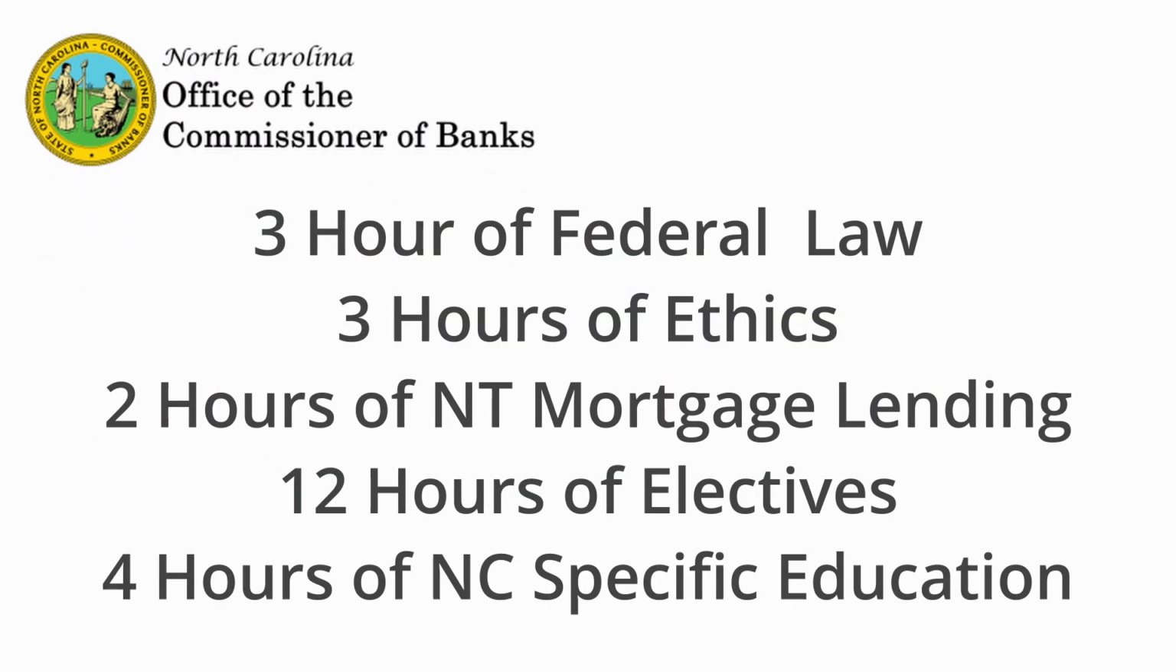Next up, complete the required 24 hours of NMLS-approved pre-licensing education coursework. The North Carolina Commissioner of Banks Office, or the NCCOB, mandates the following specific topics: 3 hours of federal law, 3 hours of ethics, 2 hours of non-traditional mortgage lending, 12 hours of electives, and 4 hours of North Carolina state-specific education. To complete this education, jump on over to mymortgagetrainer.com to explore course options.